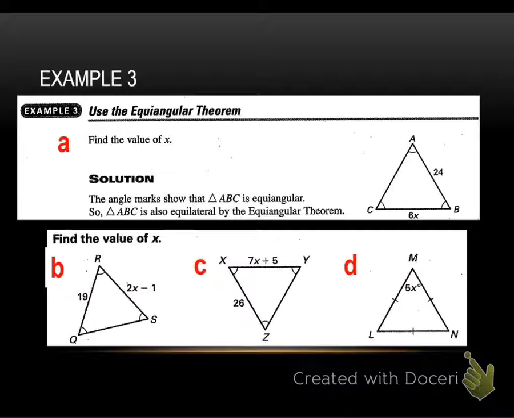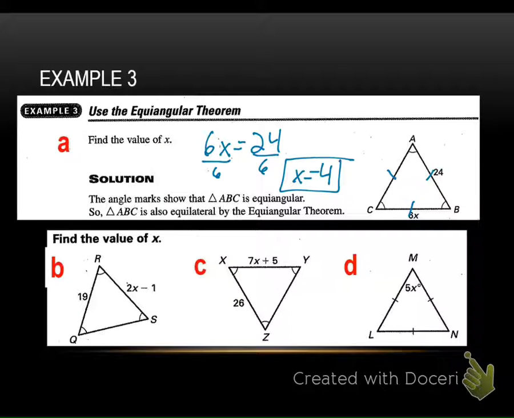Are you guys okay if we begin? Okay. So here you guys just told me this first one is equiangular. That means it also has to be equilateral. So that means all of our sides are going to be congruent. Since they're all congruent, we know that means the same measure. So we can set up 6x and set it equal to the other one, 24. How do I get x by itself? Divide by 6. That means x equals 4.